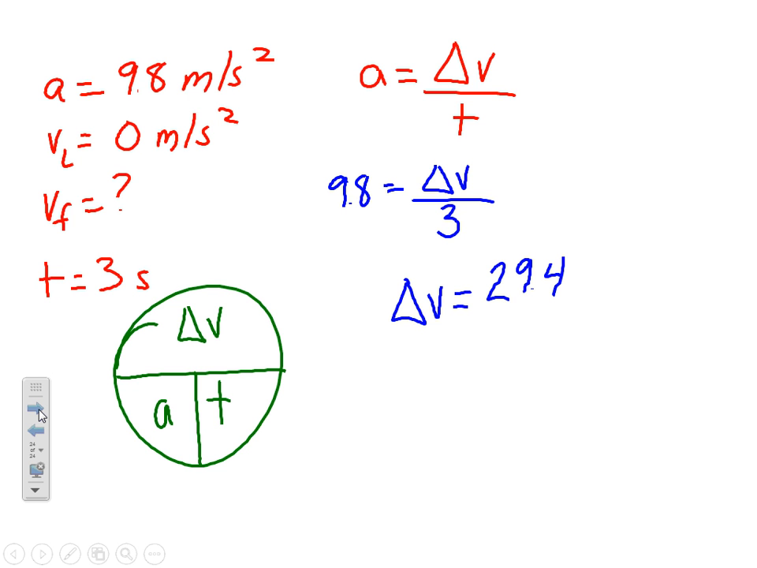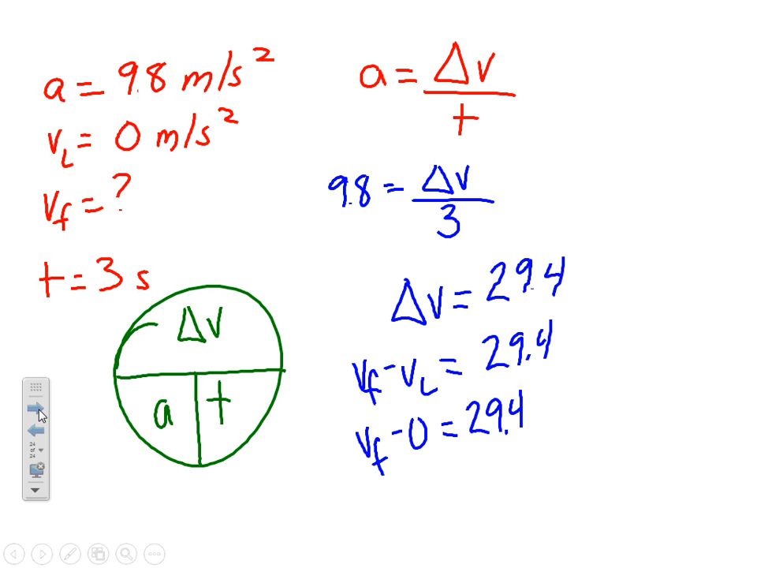All right. Now, change in v is equal to VF minus VI. That's equal to 29.4. We know that our VI was 0. So what must VF be? VF has to be 29.4. What is our unit for speed or velocity? It's always meters per second.